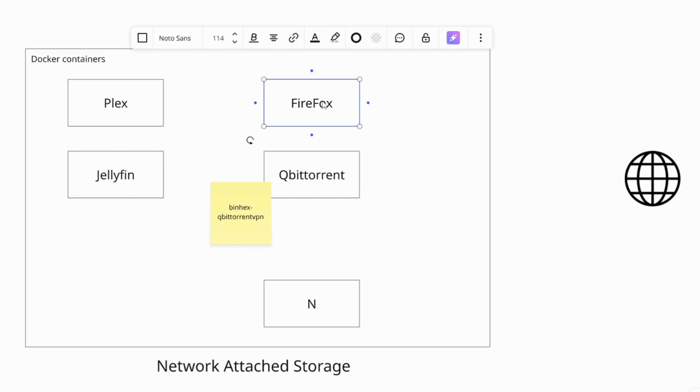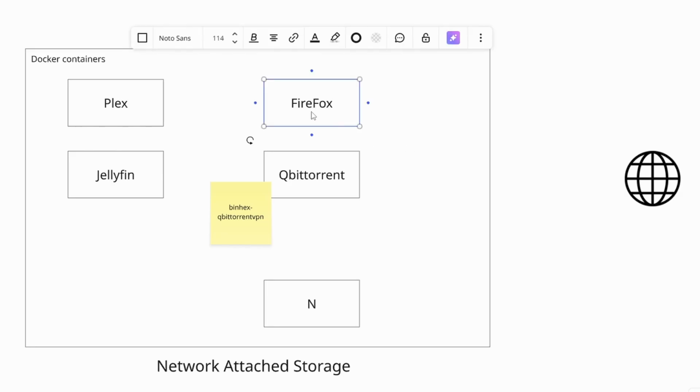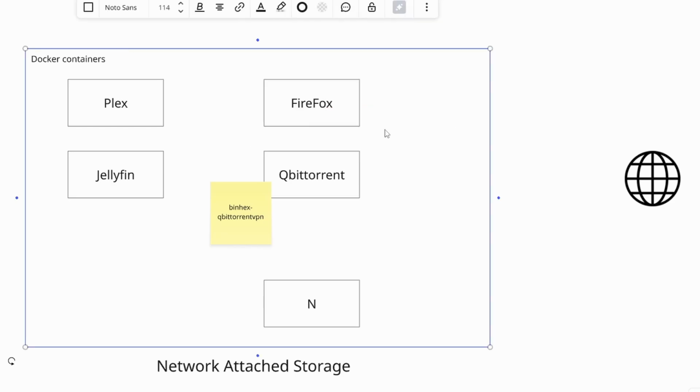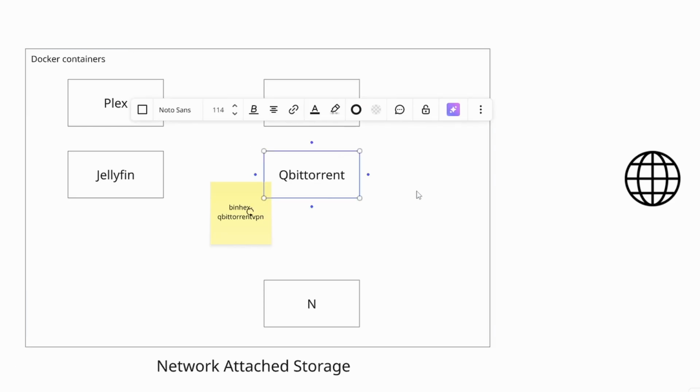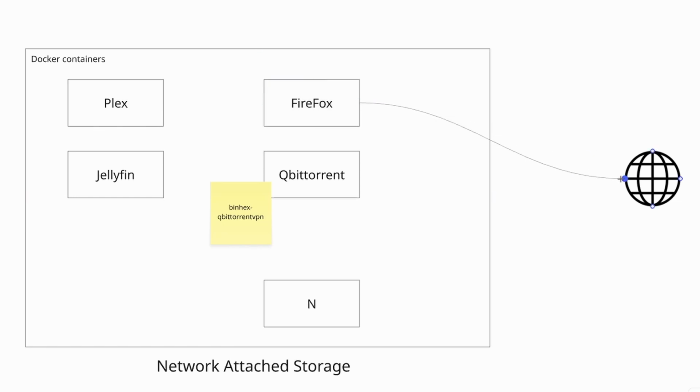But sometimes we also need some Docker containers that need to be connected to the internet. For instance, Firefox or any other internet browser, or qBittorrent, or there can be a number of these containers that we need to be connected to the internet. So just like this.